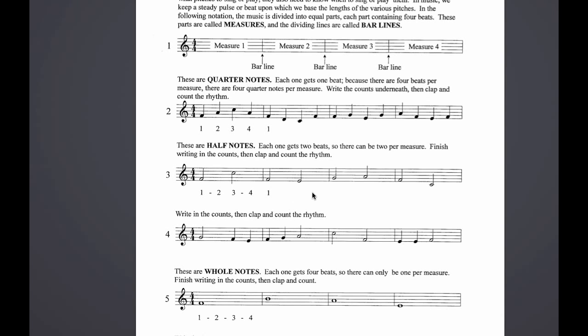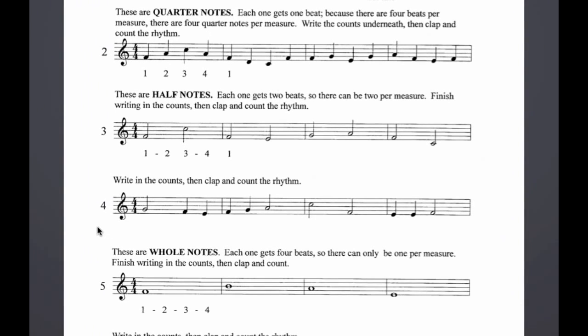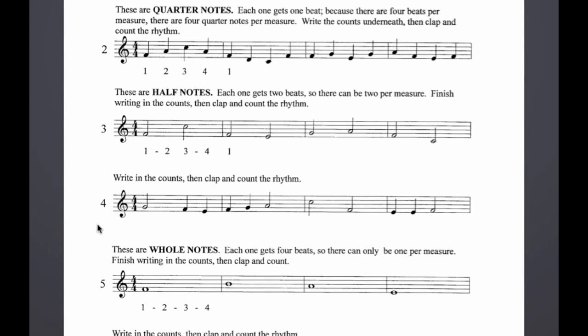1-2, 3-4. For number 4, let's clap and count the rhythm together. 1, 2, 3, 4. 1-2, 3, 4. 1, 2, 3-4. 1-2, 3-4. 1, 2, 3-4.